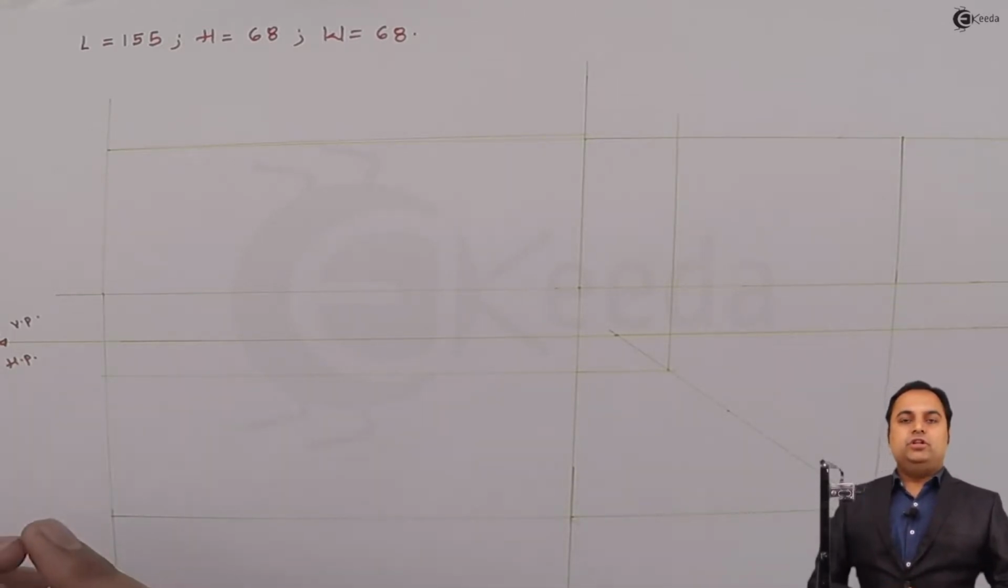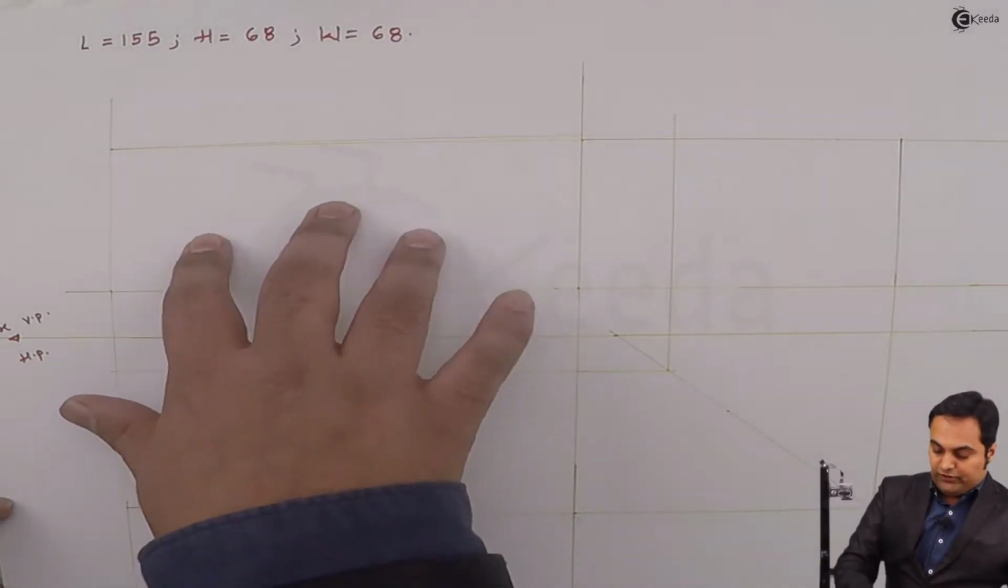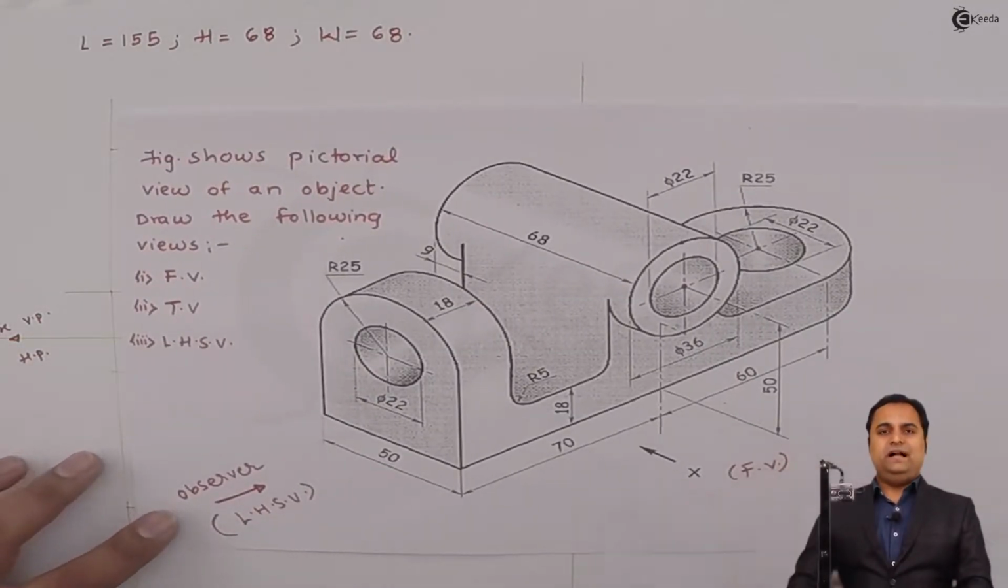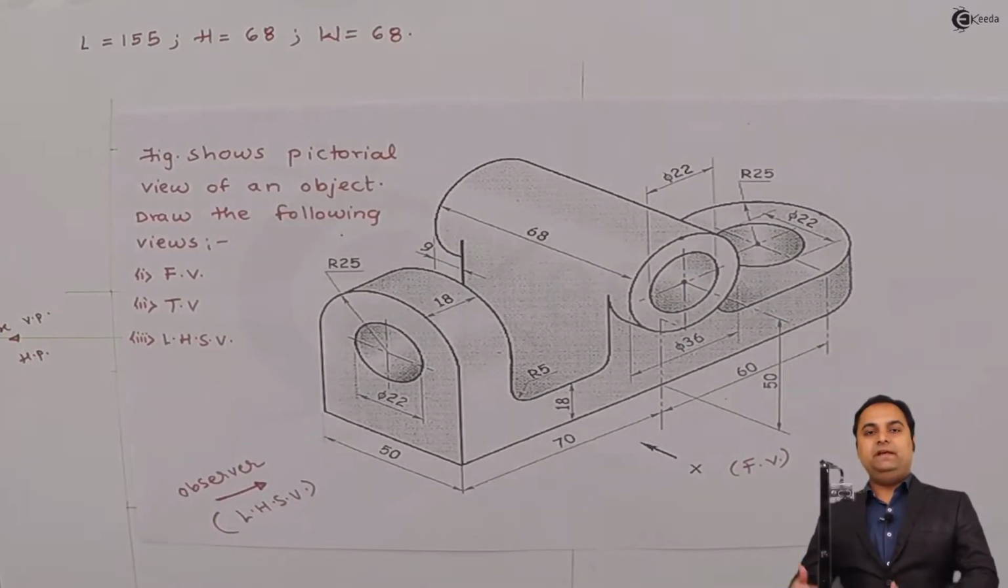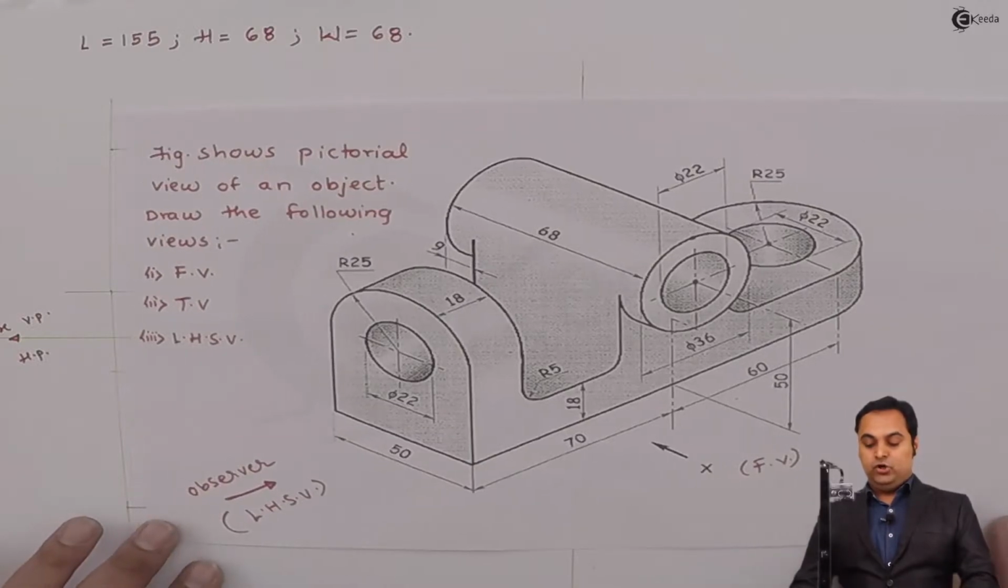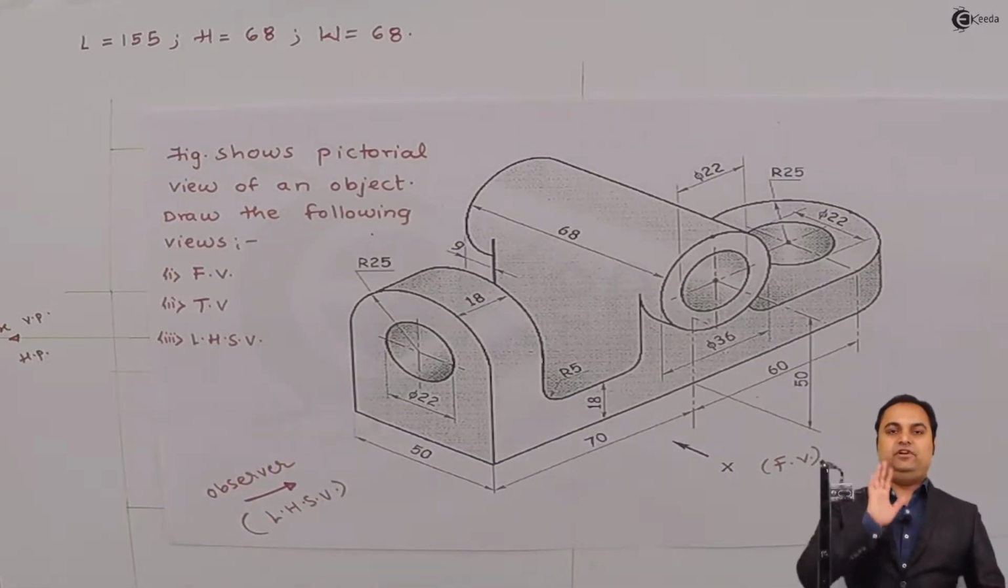And in the solution, we should always start from the front view. So for the front, now we have to look at this object along arrow x direction. When I'm looking along arrow x direction, whatever is visible to me first, that I'll draw first in the front view. Let us get started.